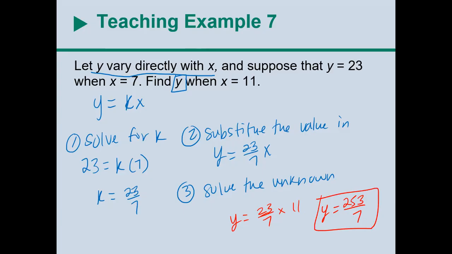How do we feel about direct variation? Just straightforward. Good? 3 steps. Solve for the k, substitute the value in, solve the unknown. Easy enough?